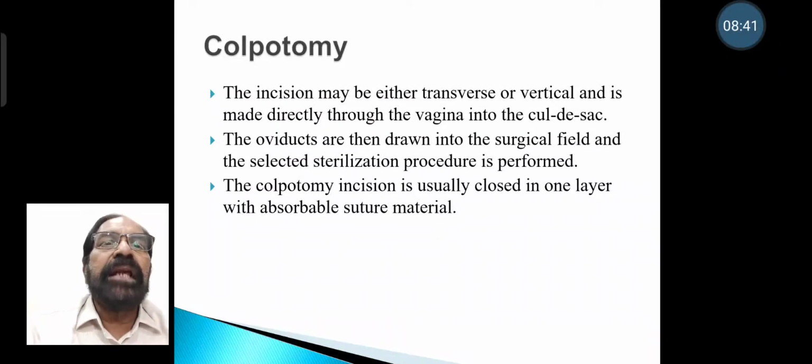The incision may be either transverse or vertical and is made directly through the vagina into the cul-de-sac. The oviducts are then drawn into the surgical field and the selected sterilization procedure is performed. The colpotomy incision is usually closed in one layer with absorbable suture material.